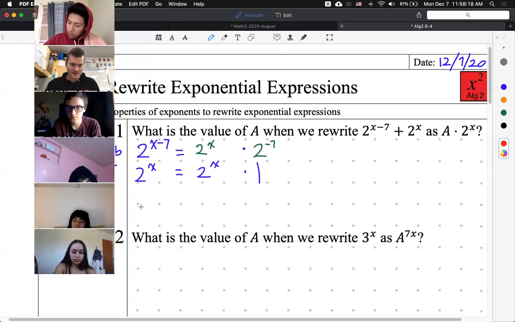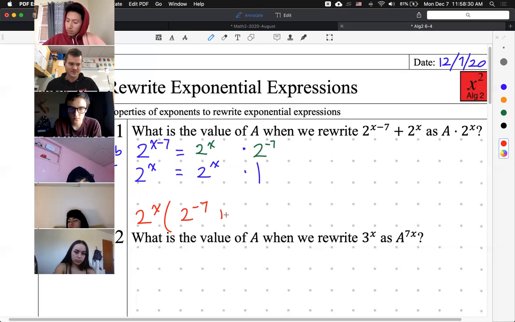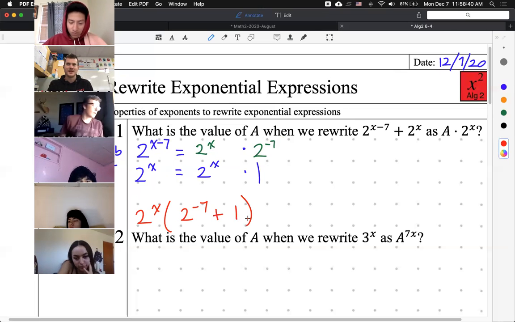If I factor out 2 to the power of x, what's left over is 2 to the negative 7 times, or sorry, plus. No, it should be, what am I saying here? Okay, yeah, there's a plus sign here. That's where the plus came from. I was confused there for a sec. Plus 1. And we're basically done.